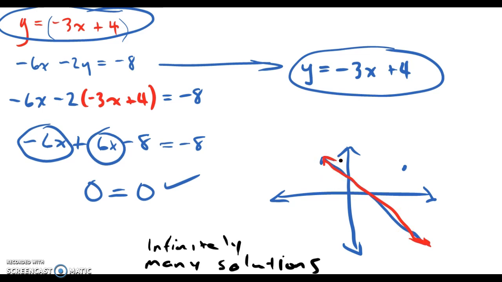Therefore, the solution is infinitely many solutions, because these two lines are going to be going on, one on top of the other, for infinity.